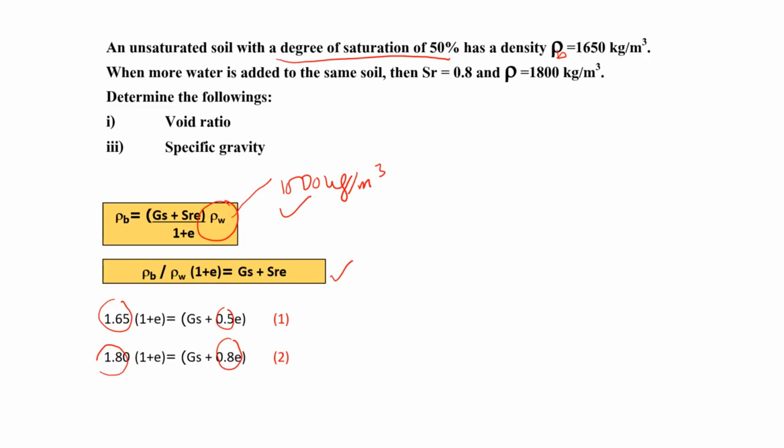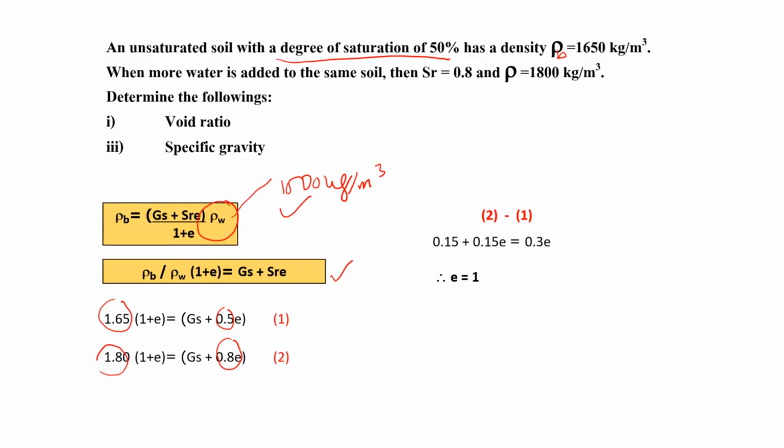The next step is just to subtract the first equation from the second equation, and we have this simple equation. From here, we can simply calculate the void ratio, and the void ratio is equal to 1. So now we have already determined the void ratio. Let's move to the specific gravity.